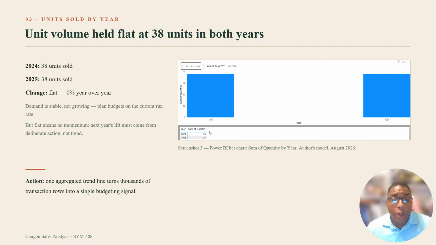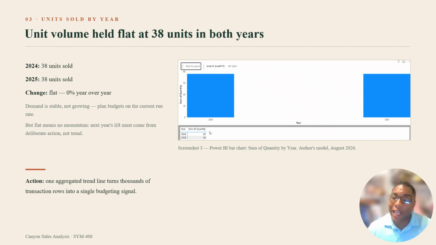Now, the second chart steps back from products and asks how the business moves over time. Units sold by transaction year, same sum of quantity measure. We sold 38 units in 2024 and 38 units in 2025. Volume was perfectly flat year over year. It tells us two things. First, demand is stable. The product mix from the first chart is holding its value, and we can plan purchasing around the current run rate with confidence.